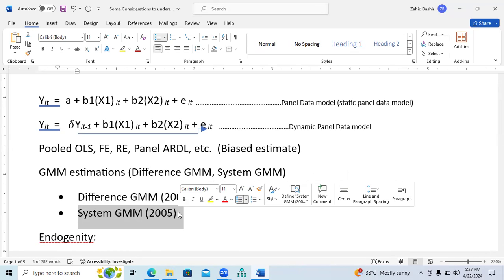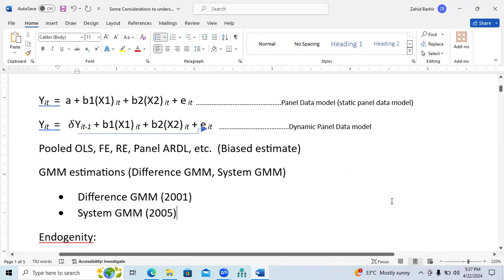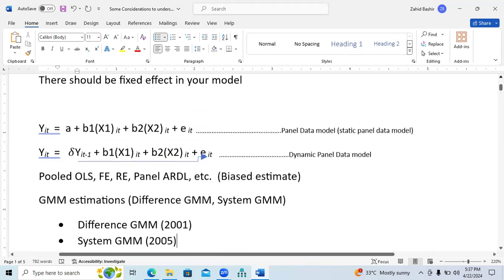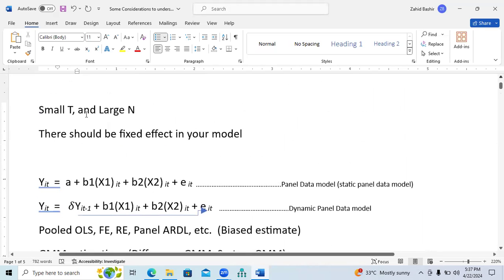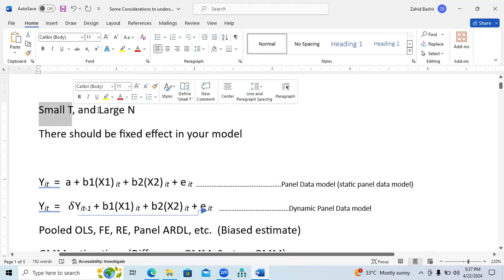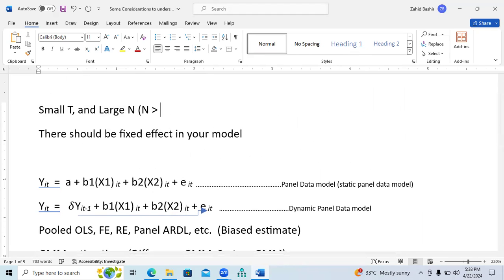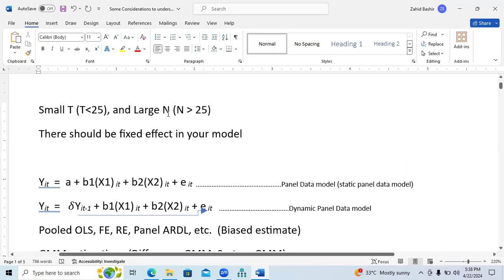There are some other assumptions that I will discuss with you later on, but let me discuss with you some of the basic considerations that you need to understand. So what we have concluded here is that we might have small t and large n. Large n means that n should be greater than 25, and small t means that t would be less than 25. So this would be considered small t and large n.